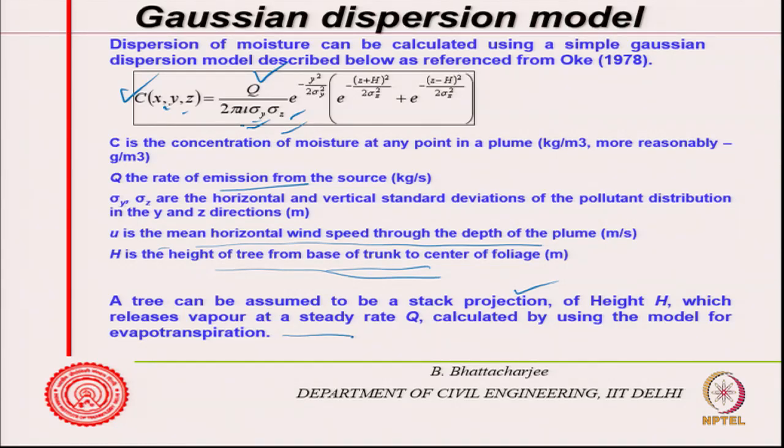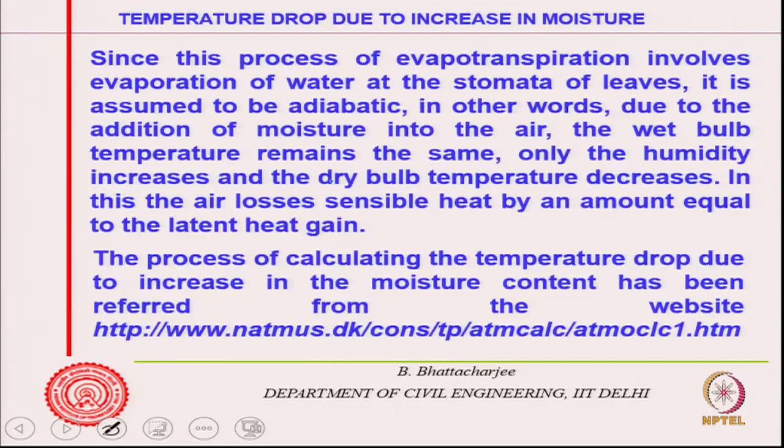So this is valid for a steady state situation, constantly evaporating at the same rate, moisture is constantly evaporating at the same rate, right. So this is valid for a steady state situation, which releases vapor at a steady rate, calculated by using the model for evapotranspiration. And once you have done that, at any point you can find out, right.